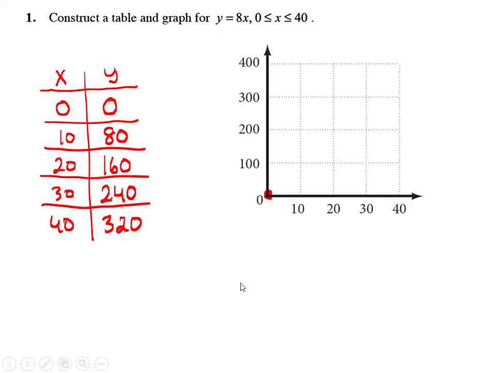And then we'll start plotting them here. So 10 goes to 80, so a little bit underneath 100. At 20, it's a little bit more than halfway between 100 and 200, just slightly more than halfway. 30 is going to be a little bit less than halfway to 300 from 200. And then at the end, a little bit above 300. And notice what I'll do is I'll just kind of combine them together.